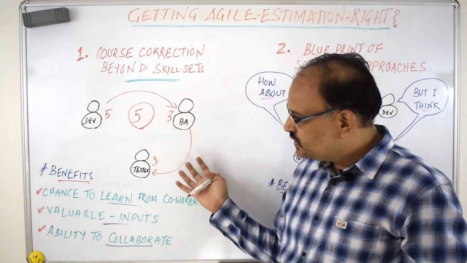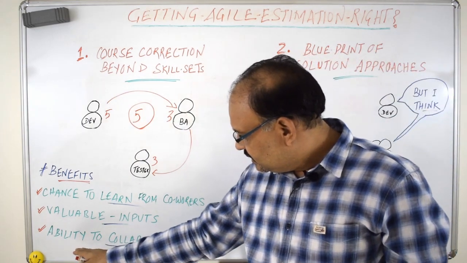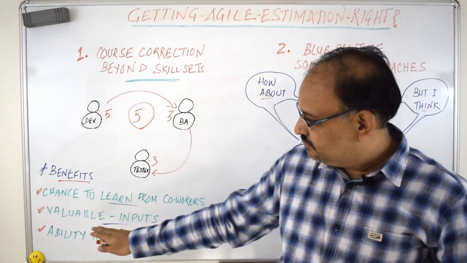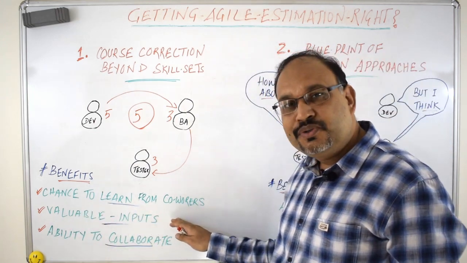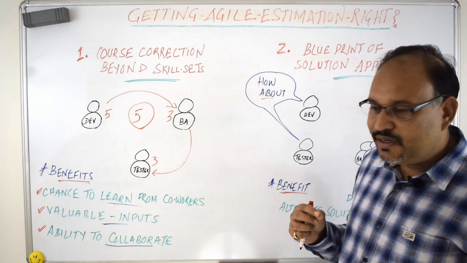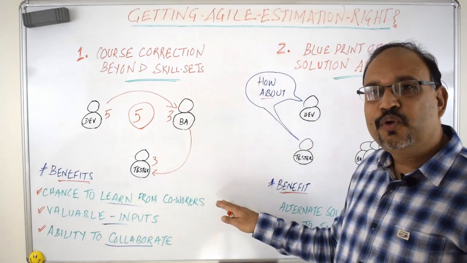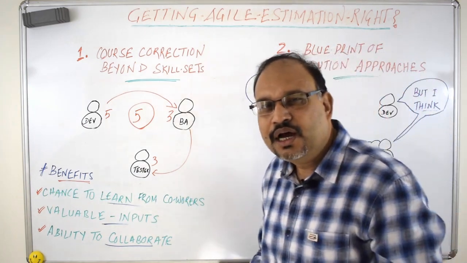So this kind of conversation results in some benefits. These benefits are, they are able to collaborate, they provide valuable input to arrive at the precise story point estimation which is required by the team, and on top of that they get a chance to learn from co-workers. What do they do and how do they think?